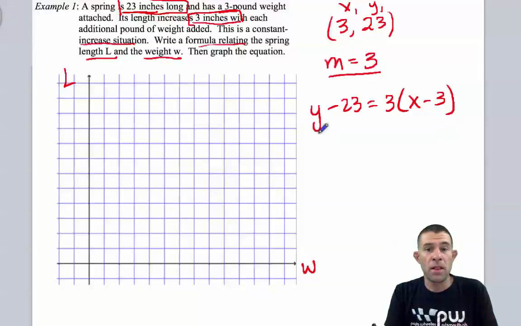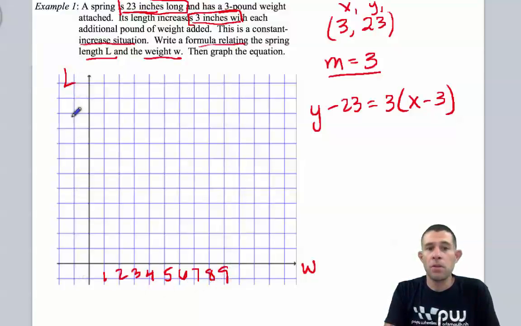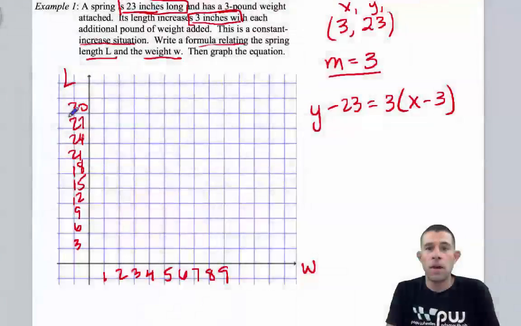Alright, here's the equation of my line written in point-slope form. Now I'm also asked to graph this equation. So I'm going to go ahead and put some numbers down here on my x-axis. Remember, these are the weights in pounds. And then I'm also going to list some numbers on my y-axis, and these are the length of the spring. Okay, remember the one point that we know is on this equation is 3 over and 23 up. So we'll put that right there. We also know that the slope of this line will be 3. So I know as I go over 1, I need to go up 3. So I know that these following points will also be on that line.